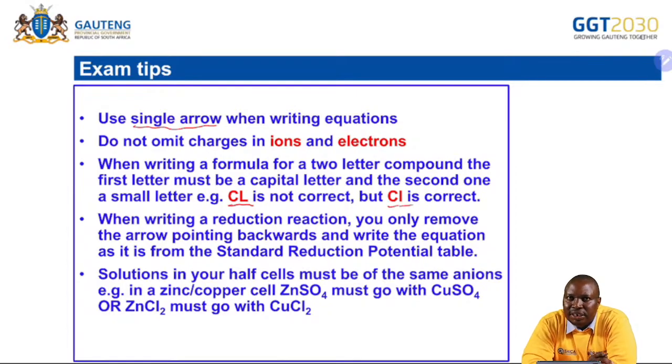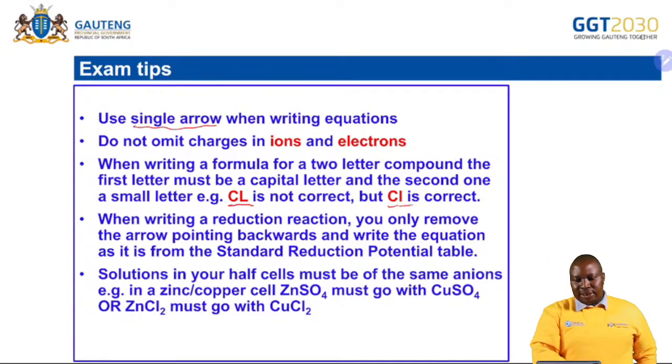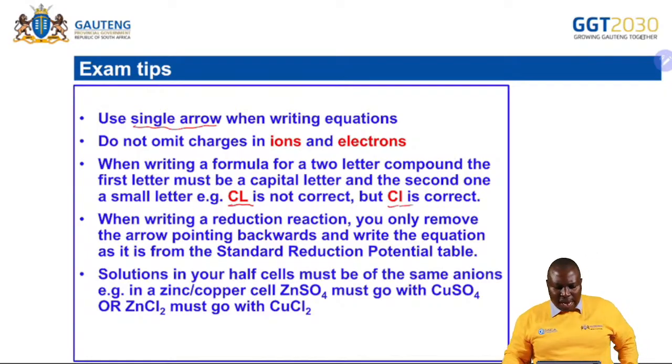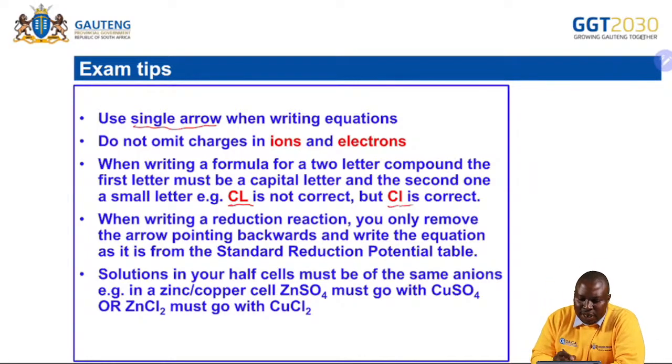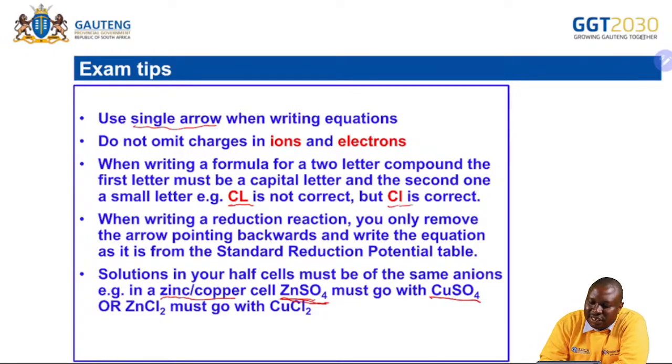Solutions in your half cell, this is important, learners. It is one of the challenges that we had in the past, where our learners don't know the electrolytes. So it's important that for every reaction, you know what electrolyte can be used there. For example, if we have a zinc copper cell, we will use zinc sulfate. We can't have zinc sulfate and a copper nitrate. No, the anions must be the same. If it's a sulfate, it must be sulfate in both of them.